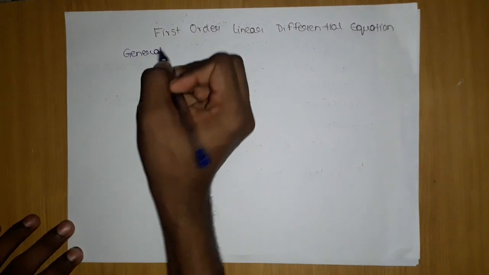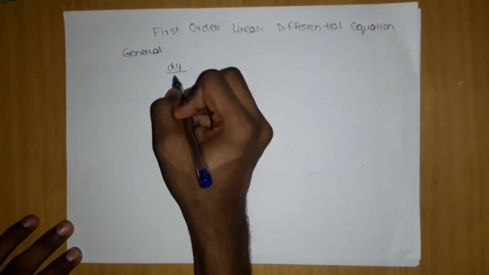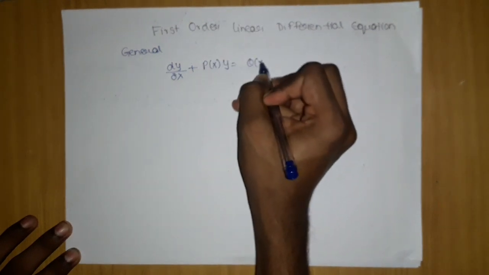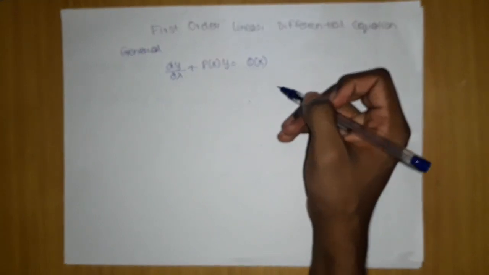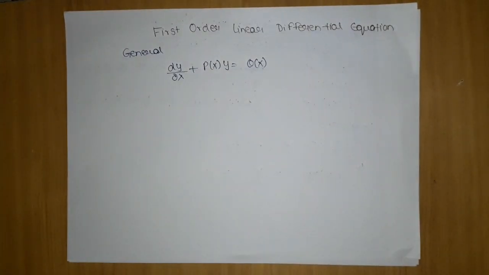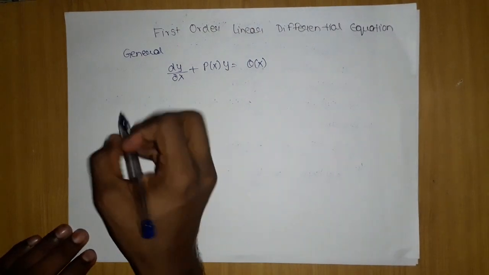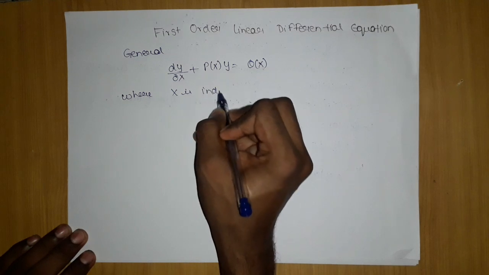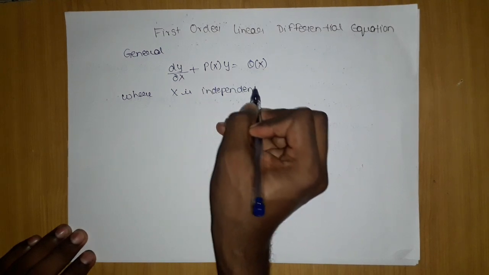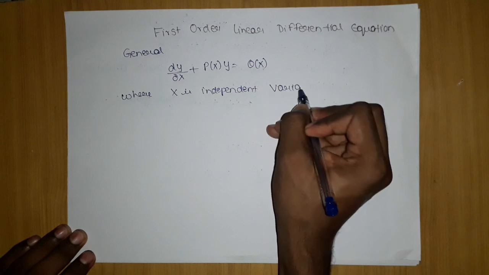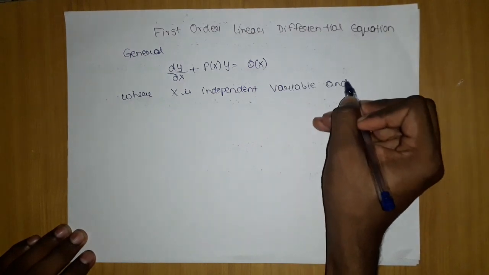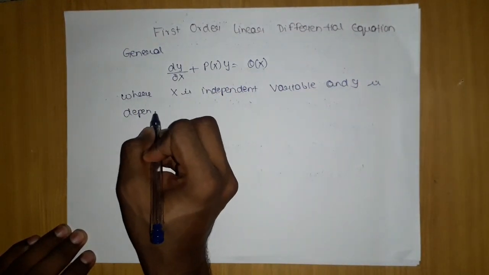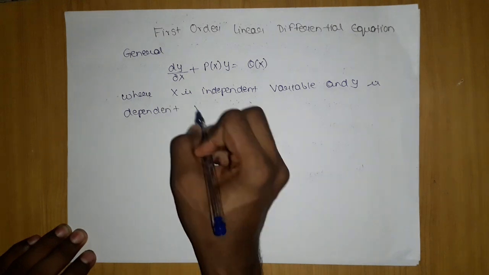Its general form is nothing but, you have to remember, dy by dx plus p of x into y equal to q of x. Hope you have seen this form in your class 12th differential equation chapter, but if you don't know, just remember its general form is this, where x is independent variable and y is dependent variable, right?